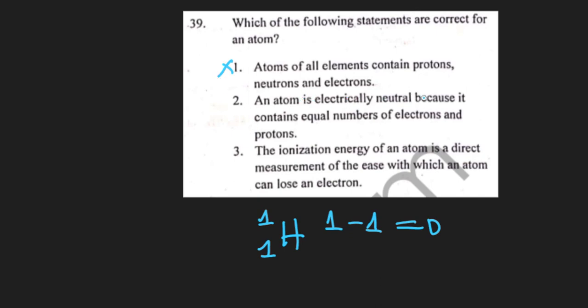2. An atom is electrically neutral because it contains an equal number of electrons and protons. So there is always a cancellation of charge if the number of electrons is the same as that of protons. So 2 is correct. 3. The ionization energy of an atom is a direct measurement of the ease with which an atom can lose an electron. This is also a true statement. That is ionization energy: the energy required to remove an electron from a mole of gaseous atoms to form a mole of gaseous ions. So 2 and 3 are correct, and our answer is C.